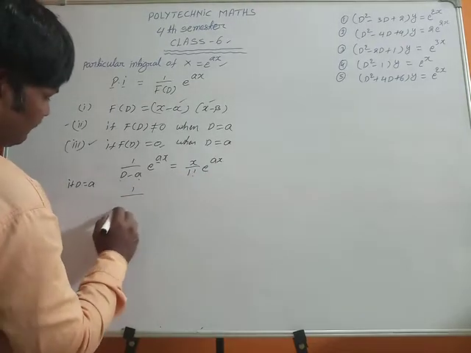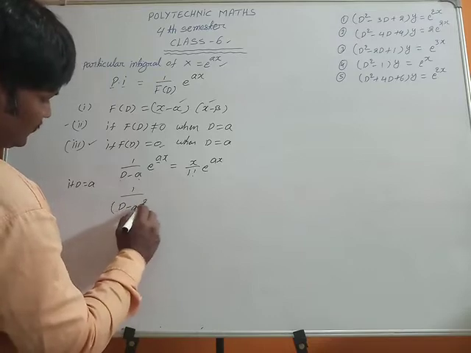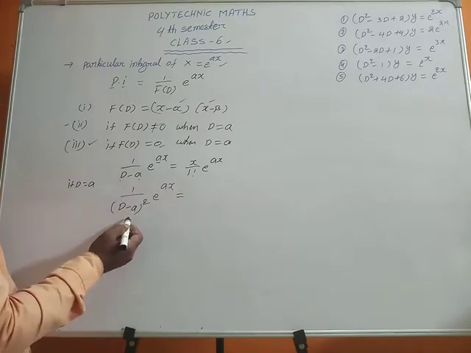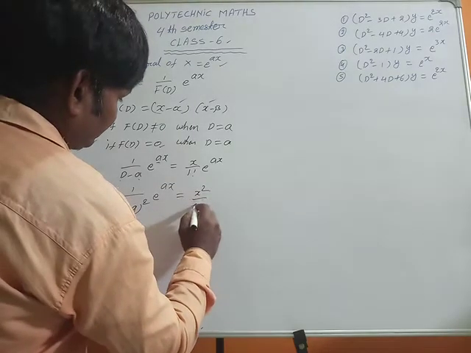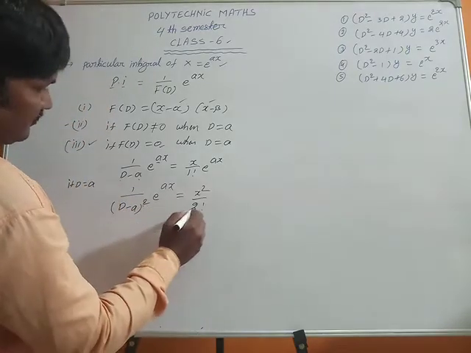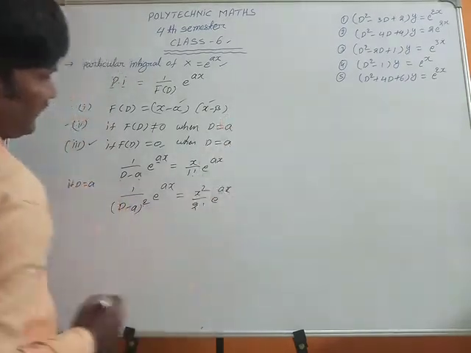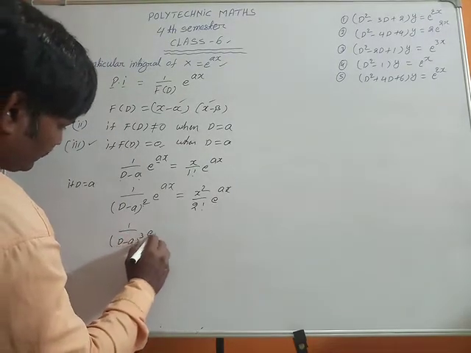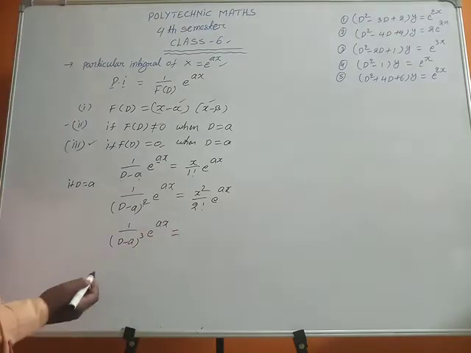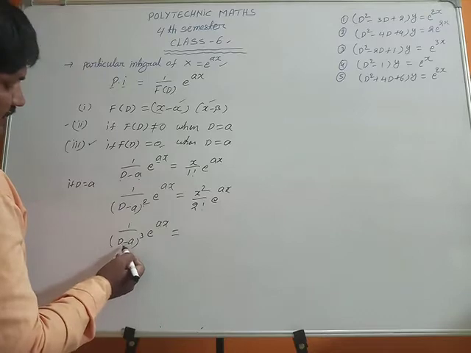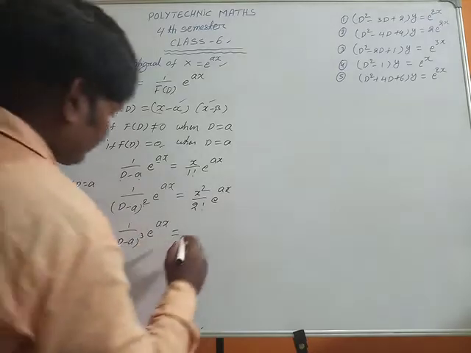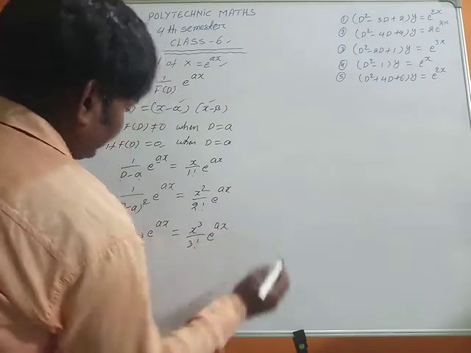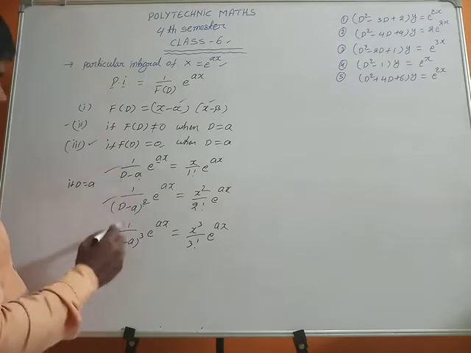In the case of 1 by (D minus a) whole square e to the power of ax, we substitute D equal to a, and it is also 0. Then we write x square by 2 factorial into e to the power of ax. In the case of 1 by (D minus a) whole cube e to the power of ax, the denominator is also 0 when D equal to a. Then we write the particular integral as x cube by 3 factorial e to the power of ax. These are the general solutions for particular integrals.